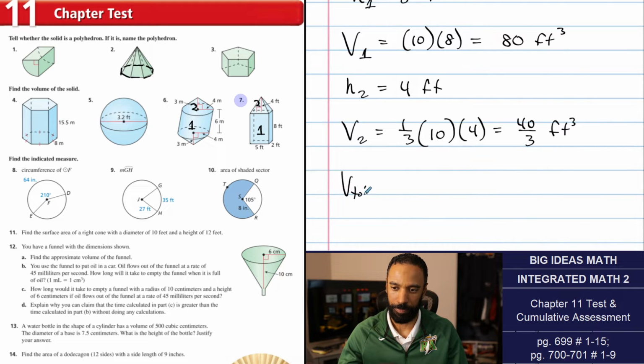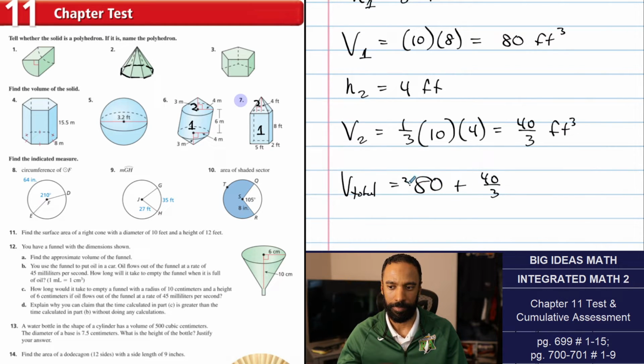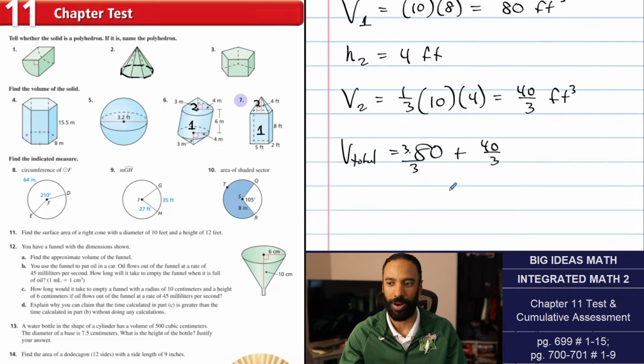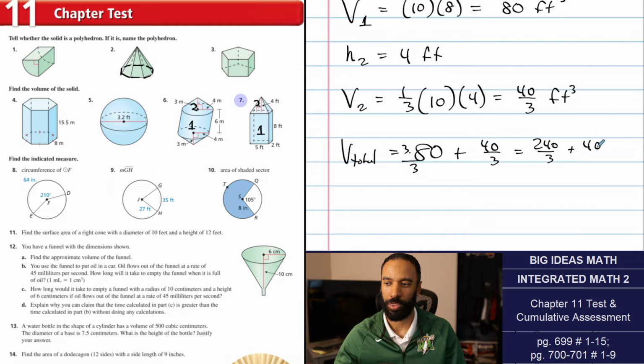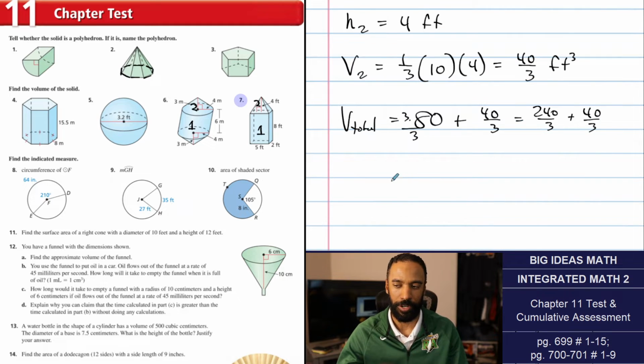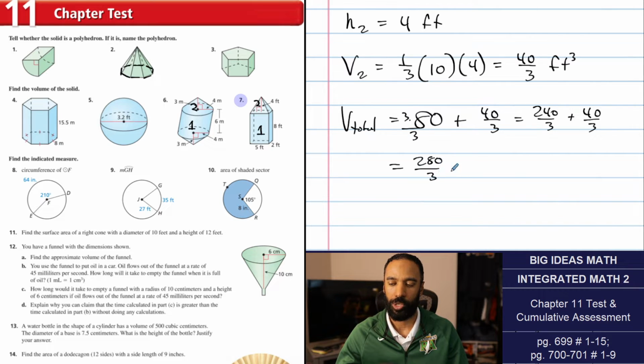So the volume of the total, we add both of those volumes together, we're going to take 80 and the 40/3. As an exact, 80 is 240/3, right, with a common denominator. So 240/3 plus 40/3, which is 280/3. This doesn't get you anywhere. It doesn't divide by 3. 280/3 cubic feet as a whole, as an exact.